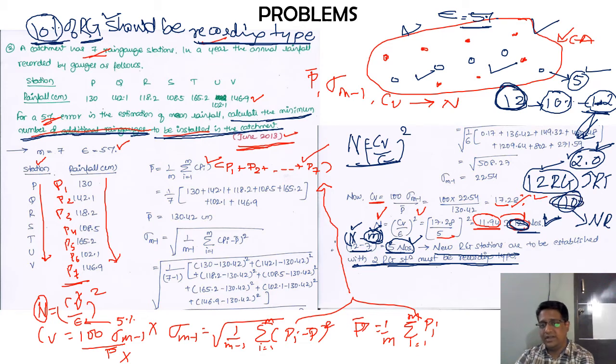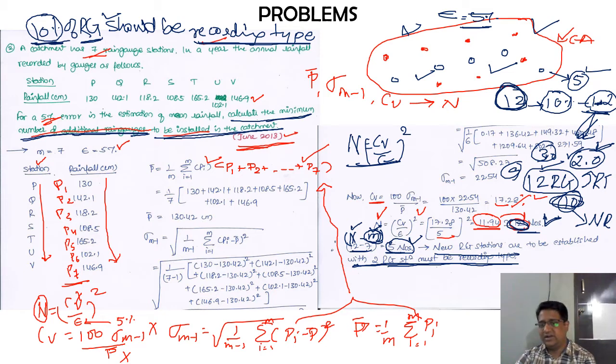So there is no limitation that the 10 should be non-recording. No, there is no need for that. Even this minimum percentage is 10. Even if you have 3 recording type and the remaining 9 as non-recording, that is also fine. There is no constraint regarding how many non-recording stations should be there.